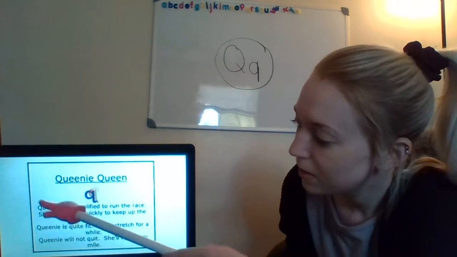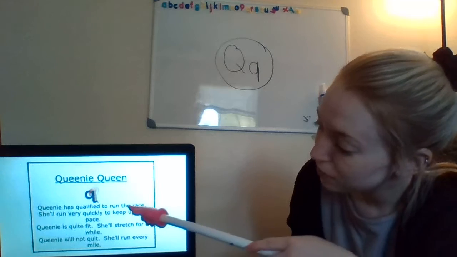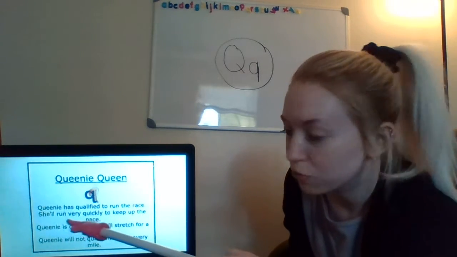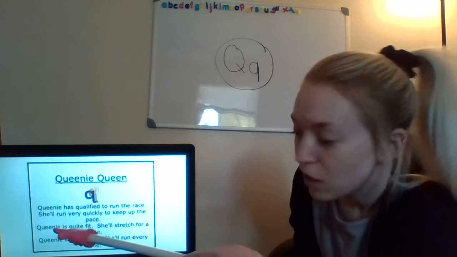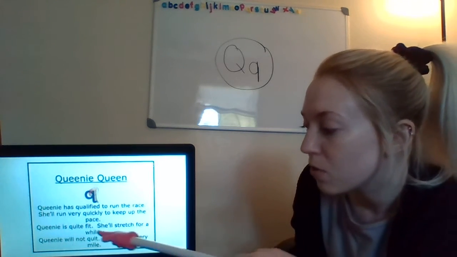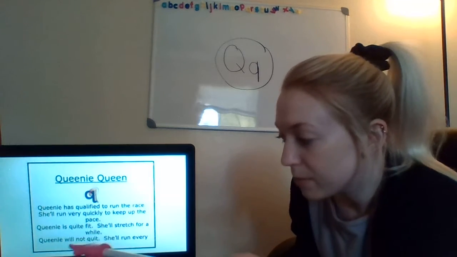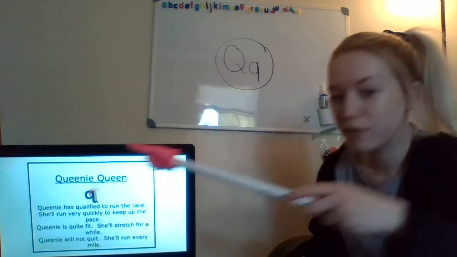It goes like this. Queenie has qualified to run the race. She'll run very quickly to keep up the pace. Queenie is quite fit. She'll stretch for a while. Queenie will not quit. She'll run every mile.